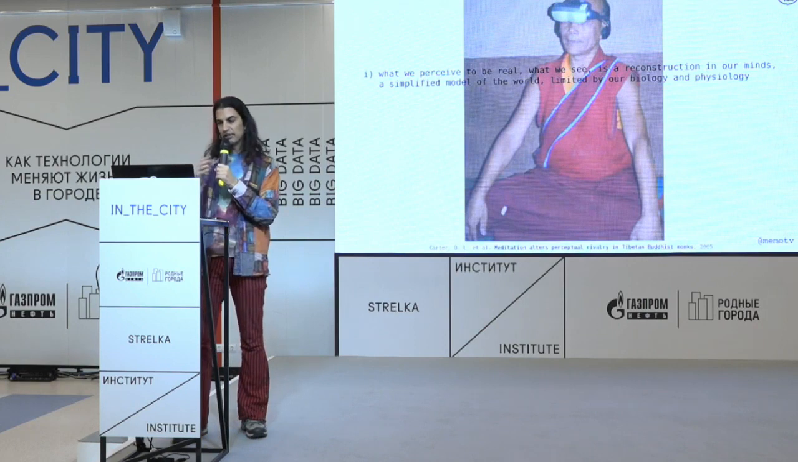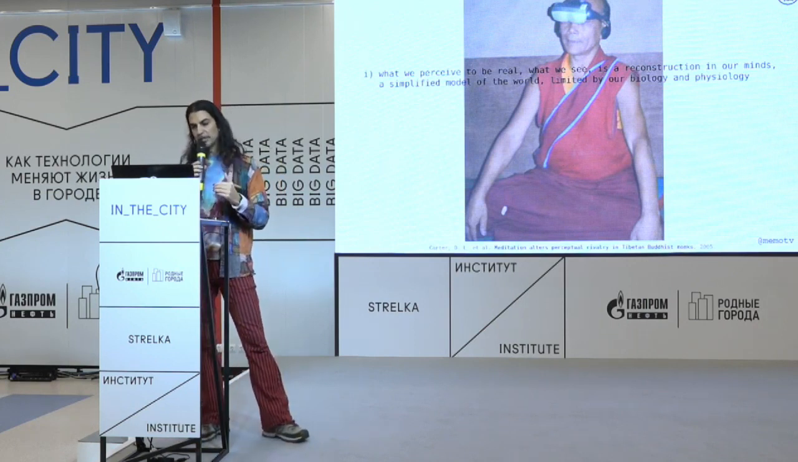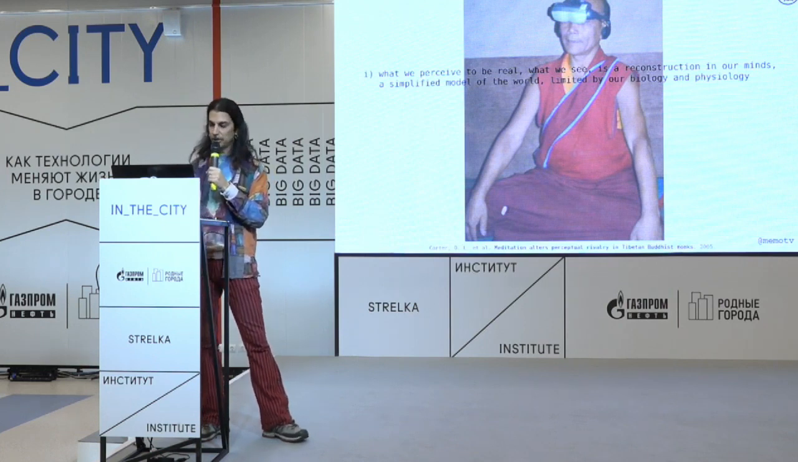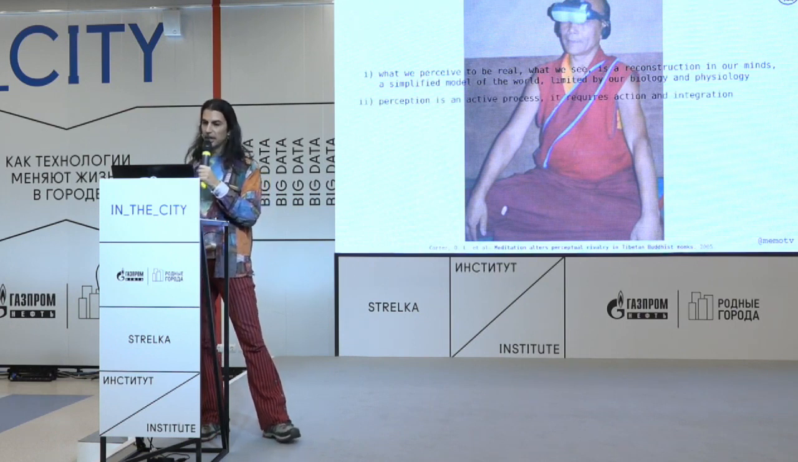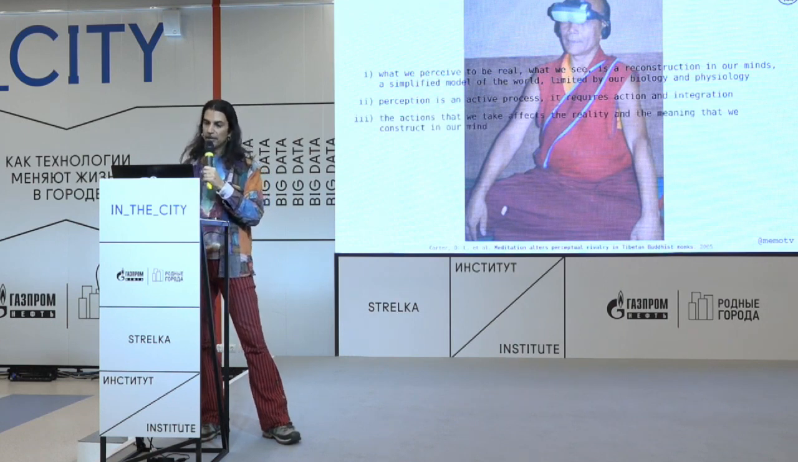I've mentioned some of these motivations, but I'll just summarize them again. There's a few motivations here. One, what we perceive to be real, what we see, is a reconstruction in our minds. It's a simplified model of the world, limited by our biology and physiology. Two, perception, including vision, is an active process. It requires action and integration. Three, the actions that we take affect the reality and the meaning that we construct in our mind.